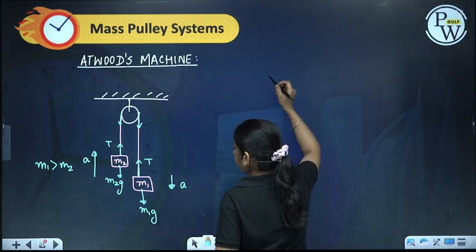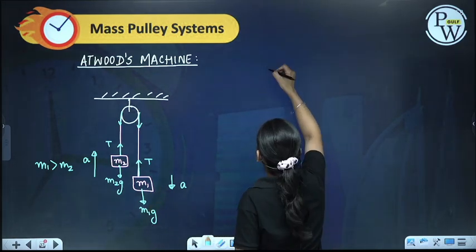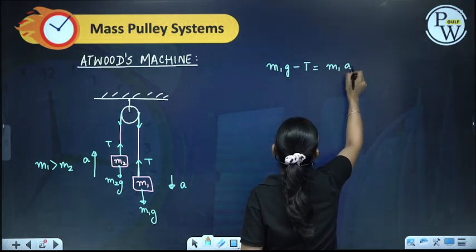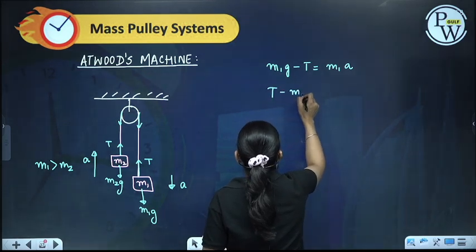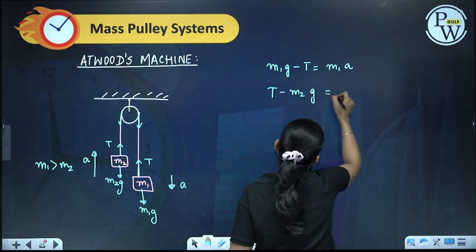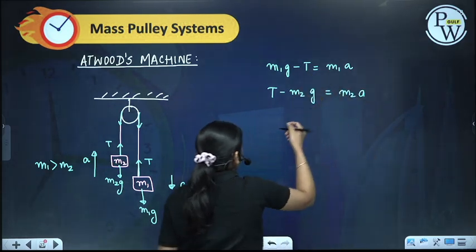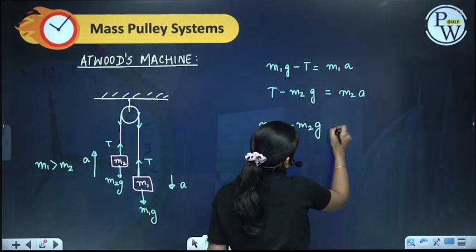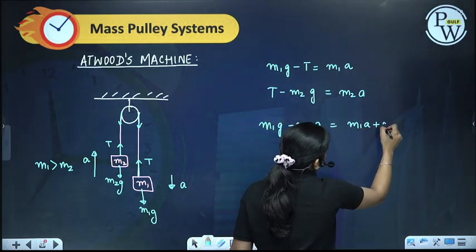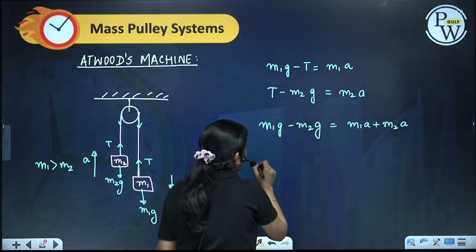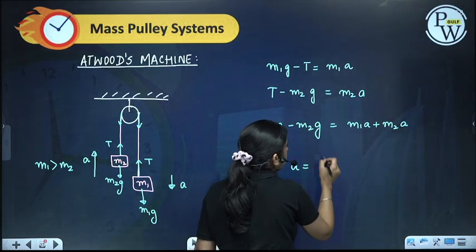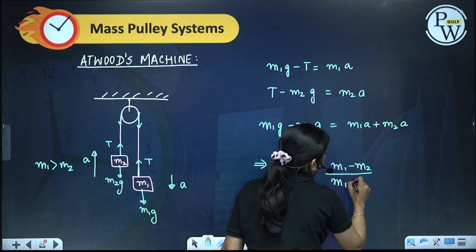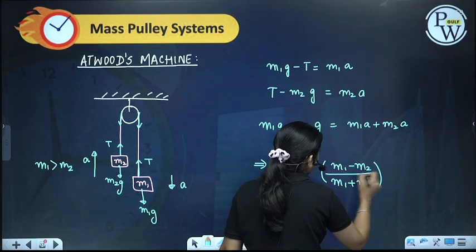Now draw the free body diagram we have drawn. Write the equation. First equation will be m1g minus T is equal to m1a, and second equation will be T minus m2g is equal to m2a. Add both these equations, we will have m1g minus m2g is equal to m1a plus m2a. So from here, acceleration will be equal to m1 minus m2 divided by m1 plus m2 into g.